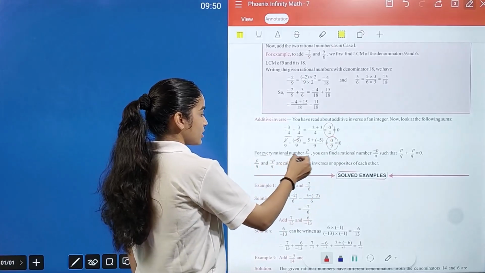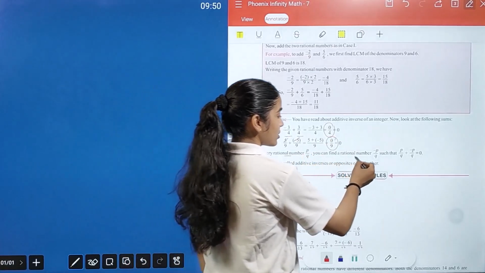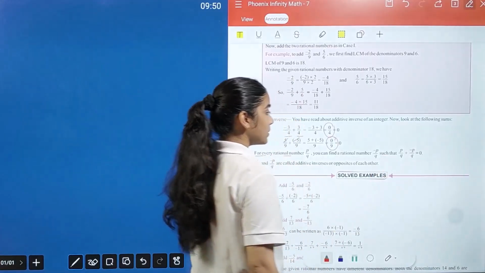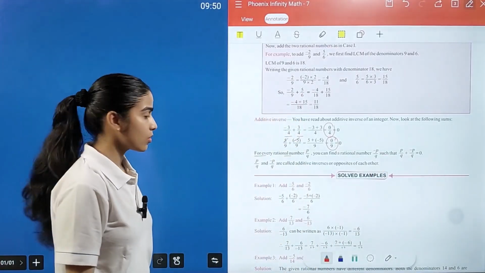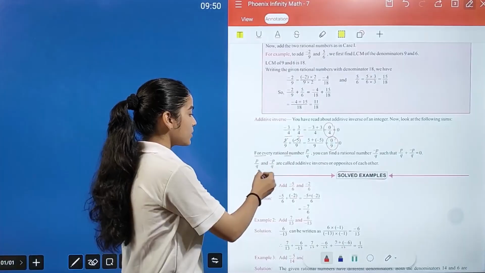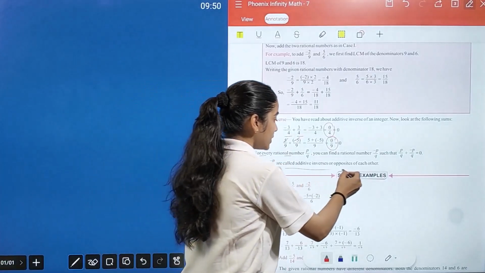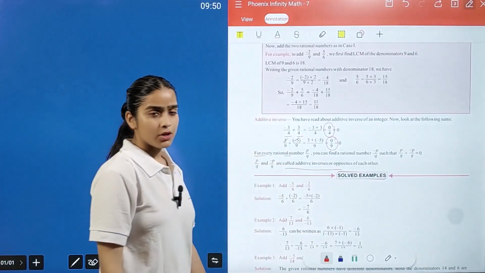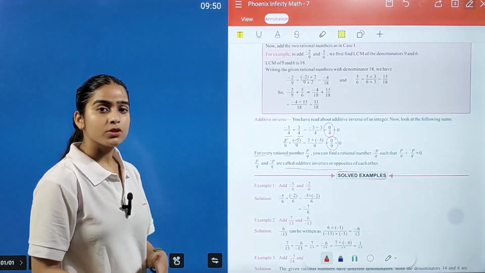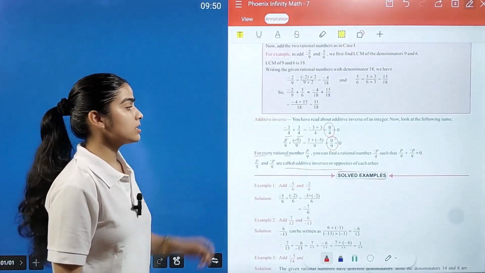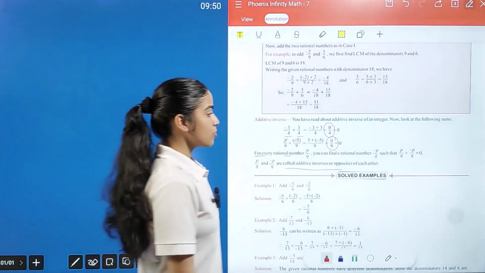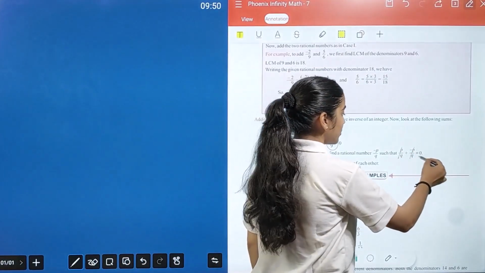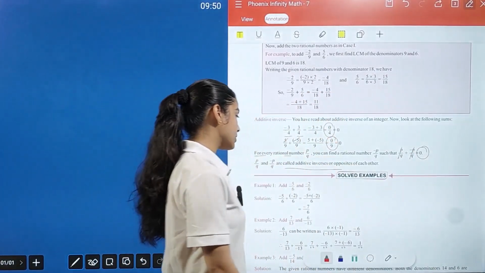For every rational number p by q, you can find a rational number minus p by q such that p by q plus minus p by q is always equal to 0. P by q and minus p by q are called additive inverse or opposite of each other. We can also say that p by q is opposite of minus p by q. So in this case, if we add them together, plus and minus cancel out each other and you will get 0 as an answer.